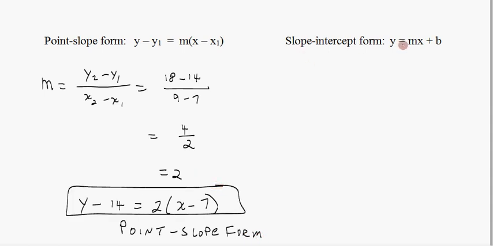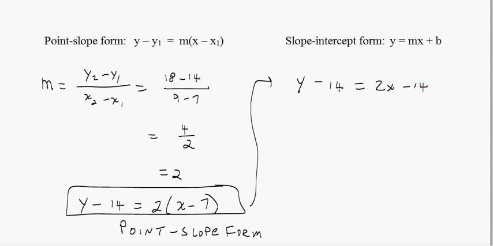Now, to get the slope-intercept form, we just got to take this guy and solve it for y. Well, we know how to do that. To solve for y, the first thing we want to do is get rid of the parentheses, use the distributive property. So we're going to get y minus 14. Let's leave that y minus 14 where it is for now. Distribute the 2, we get 2x minus 14.